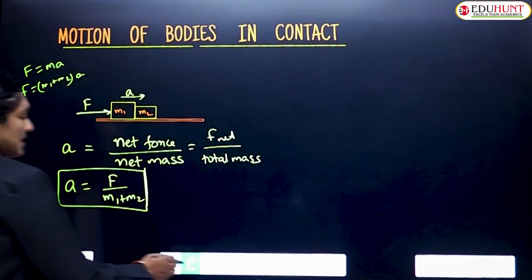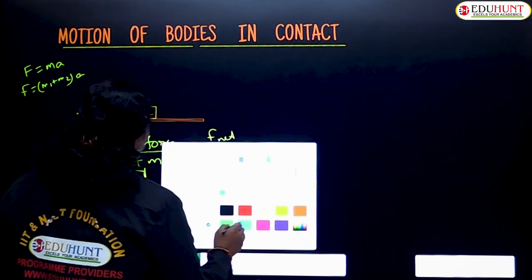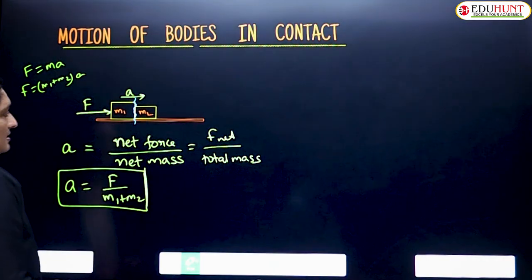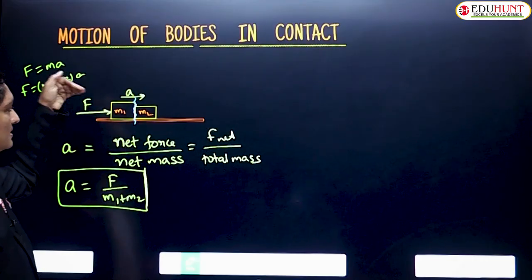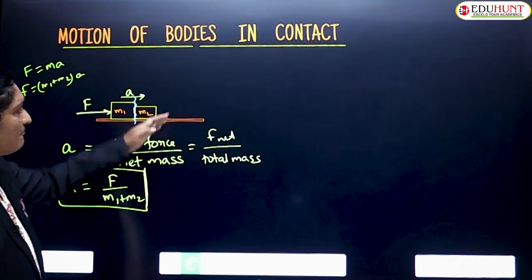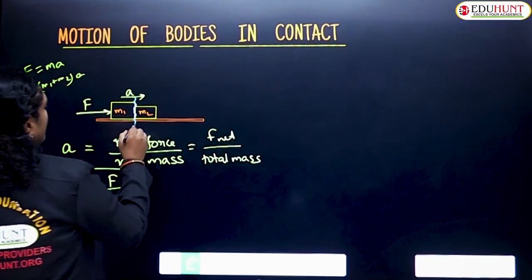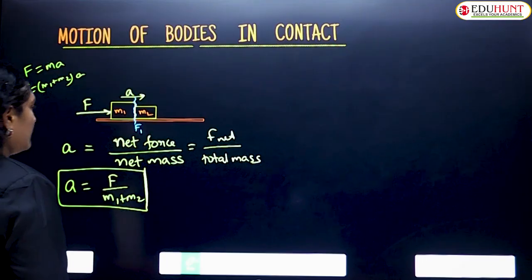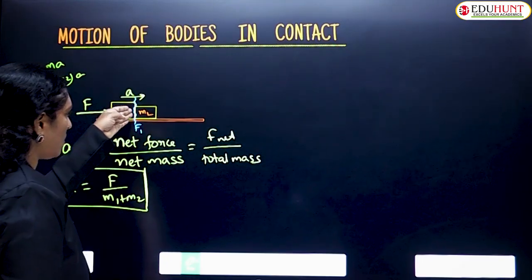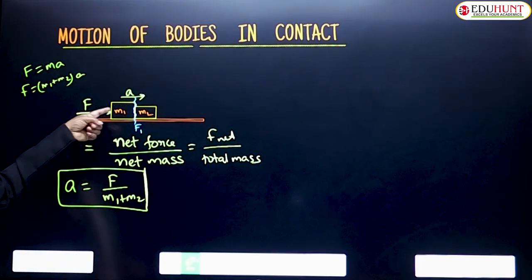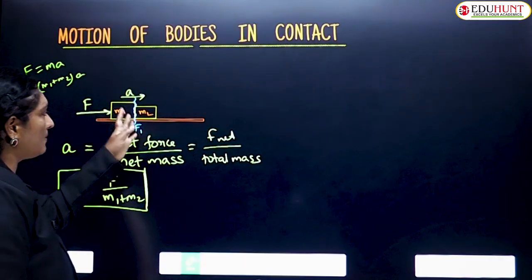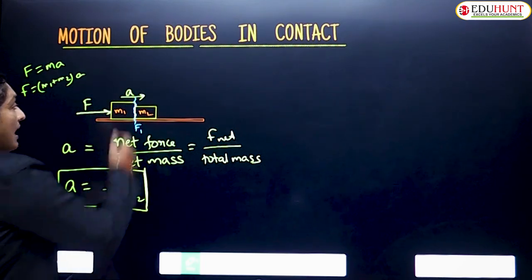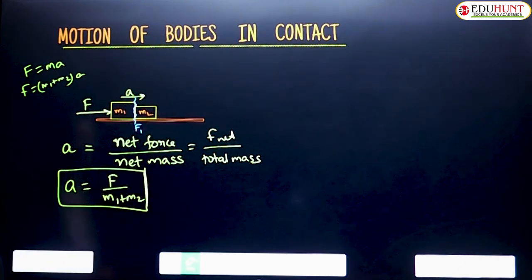Now let us also try to find out the contact force value. Here M1 and M2 are in contact at this surface. At this surface, M1 applies some force on M2, and let us suppose that force is F1. The applied force is acting on M1, and because of the contacting force between M1 and M2, M2 also starts moving, and let us suppose that contacting force is F1.